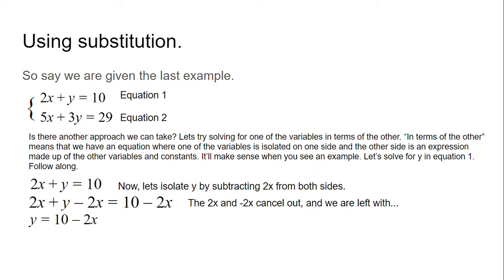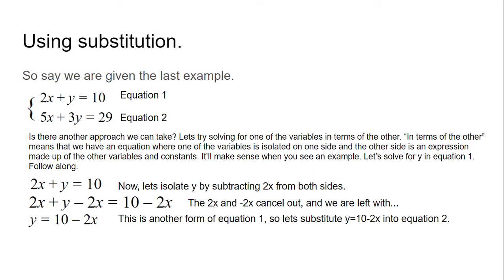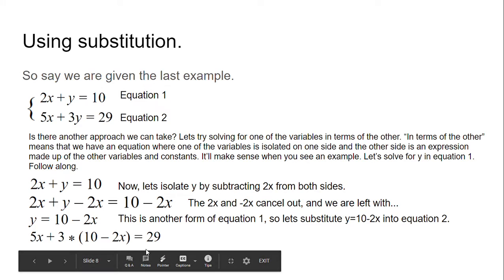Is there anything interesting here? We see another y in equation 2. This is just another form of equation 1, so let's just substitute that into equation 2. 5x plus 3 times (10 minus 2x), which is also y, equals 29. So this stuff right here is just y. So 5x plus 3 times y is equal to 29.